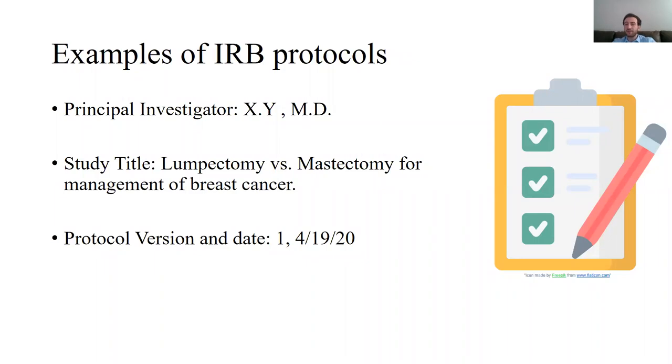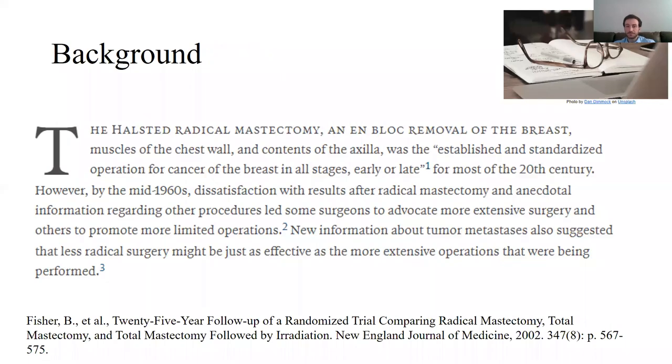They ask you sometimes for the version and the date. Version, because they might revise the protocol multiple times. So they want to keep track of, you know, this is the second version, third version of the study.